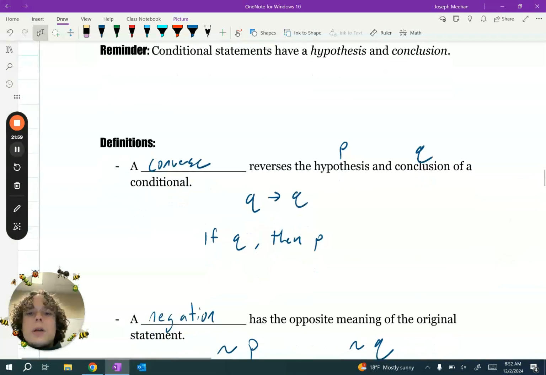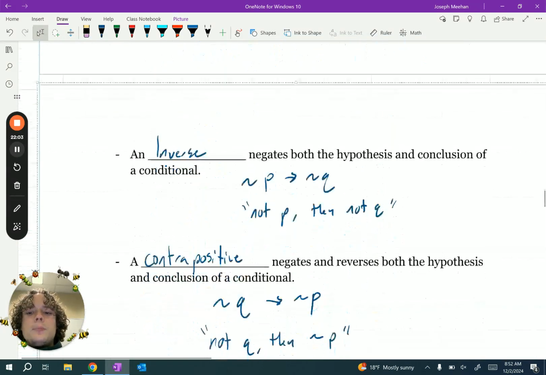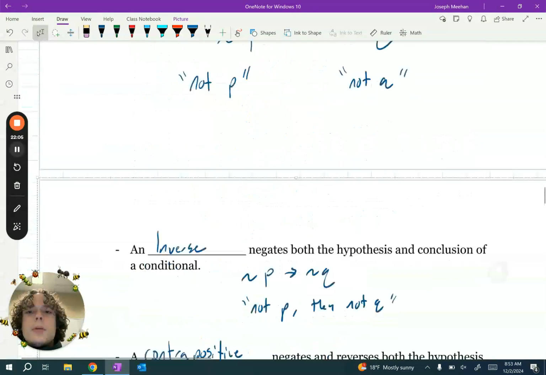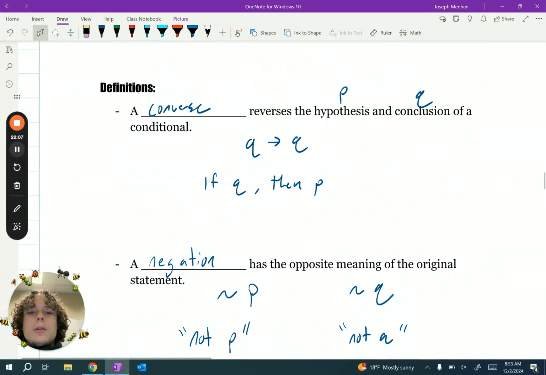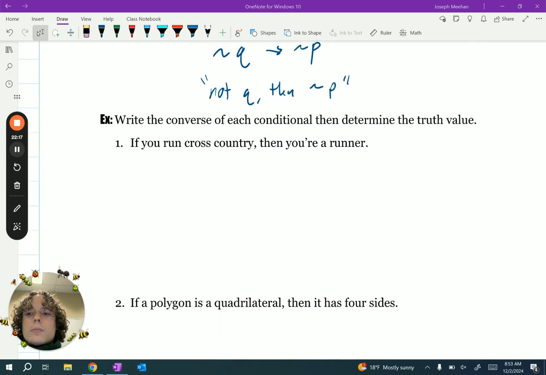All right? So what's the converse again? The converse reverses the hypothesis and the conclusion of a conditional. So instead of if P then Q, it makes it if Q then P. My bad. If Q then P. All right? So it says write the converse of each conditional, then determine the truth value.